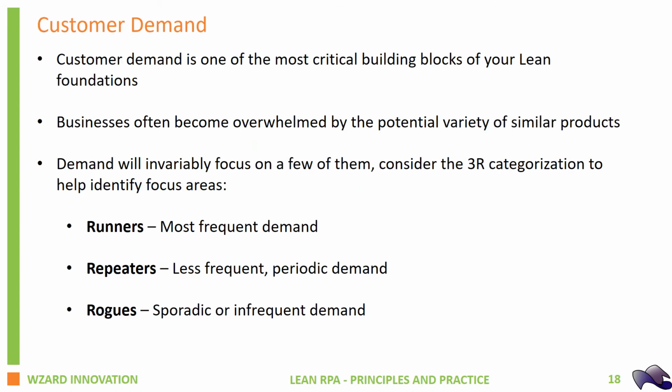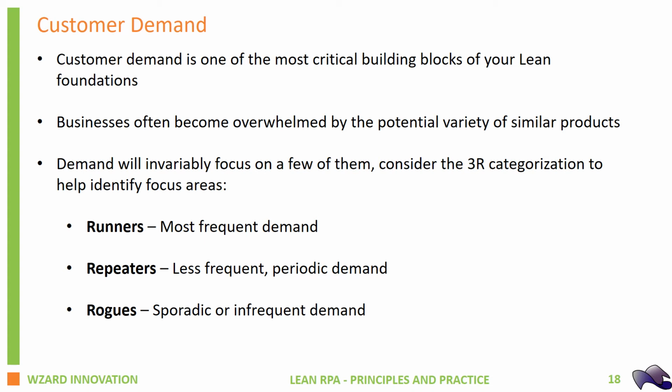So having created a common vocabulary for all the different types of automation, the next step on your journey is to start to think about your customer and, importantly, customer demand. This is one of the most critical building blocks in your lean foundations. So we're first going to look at this from a lean perspective and then see how it applies directly to the needs from an RPA or process automation perspective.